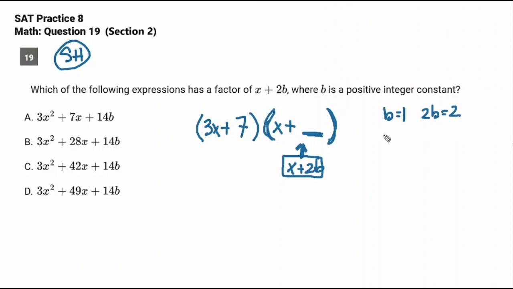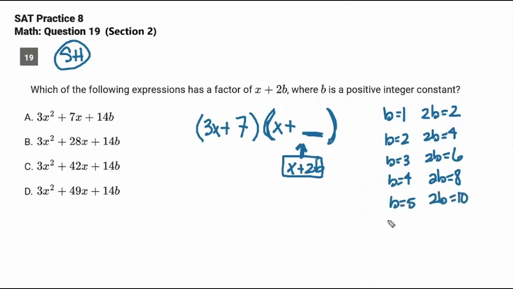If b is 1, then what's 2b? It's 2. I'm just going to make a chart here. If b is 2, then 2b is 4. If b is 3, then 2b is 6. b is 4, 2b is 8. b is 5, 2b is 10. b is 6, 2b is 12. b is 7, 2b is 14. And we could go on forever, but I'm out of room. And we'd run out of time.